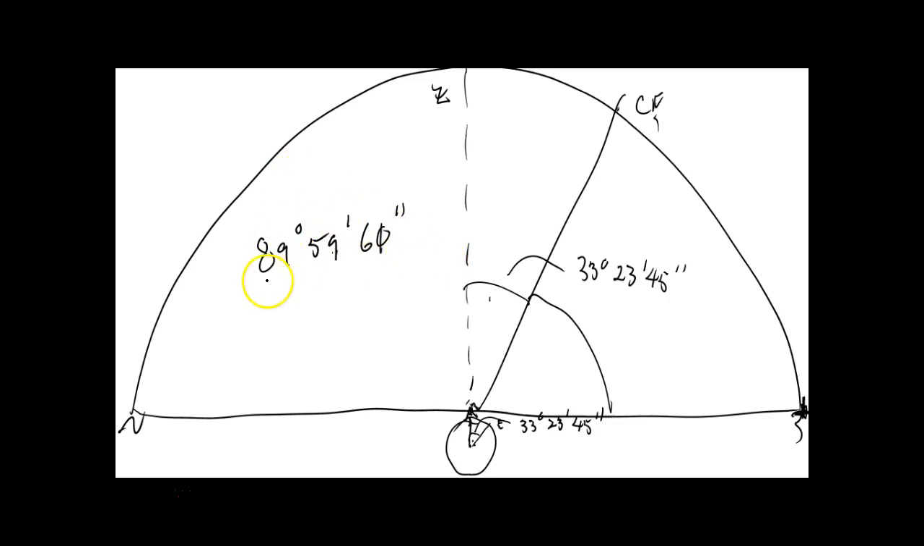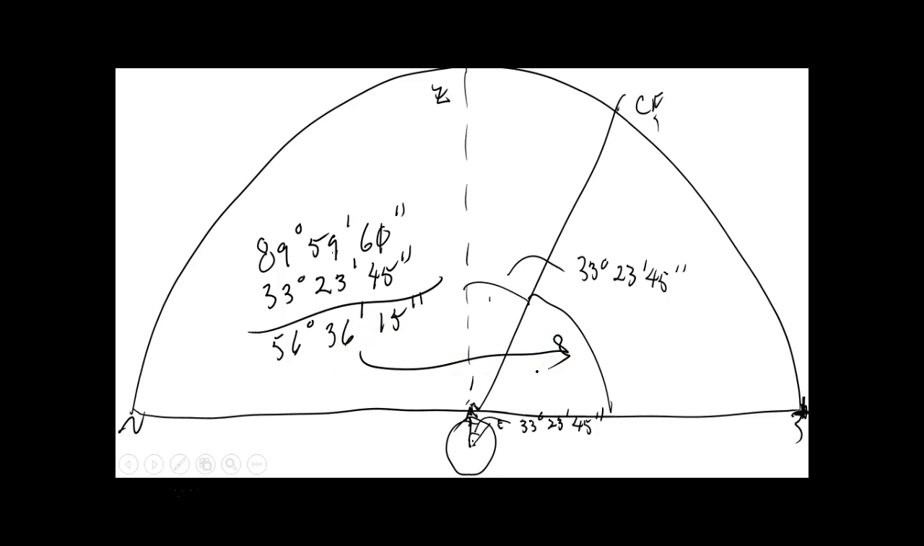So subtract from this 33 degrees, 23 minutes, 45 seconds. And what do you get there? 36 minutes, 15 seconds. 56 degrees, 36 minutes, and 15 seconds. That would be this angle right there. Okay? Got it?